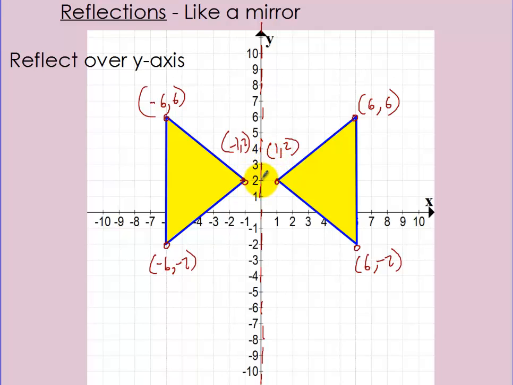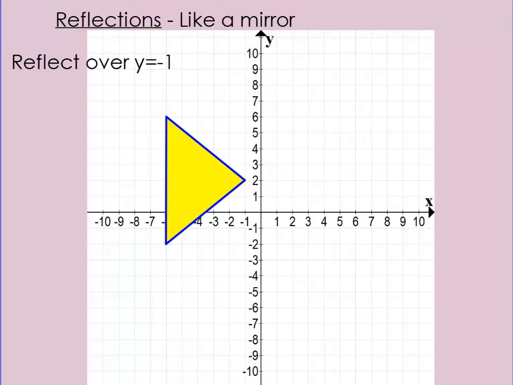Those points, if this is 1 point to the left of the axis, it's going to be 1 point to the right of the axis now. It has to line up. All right, let's look at a different type of reflection.